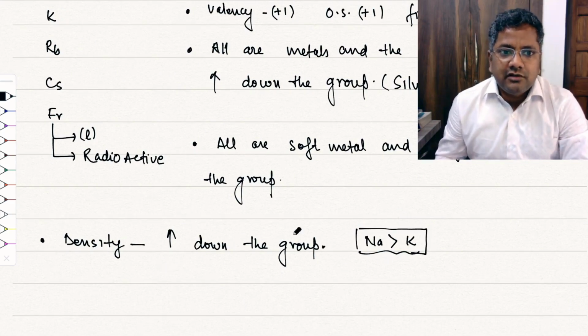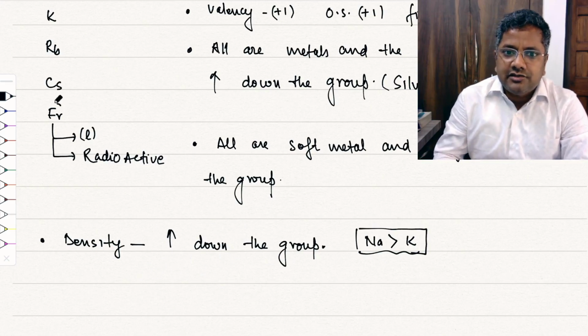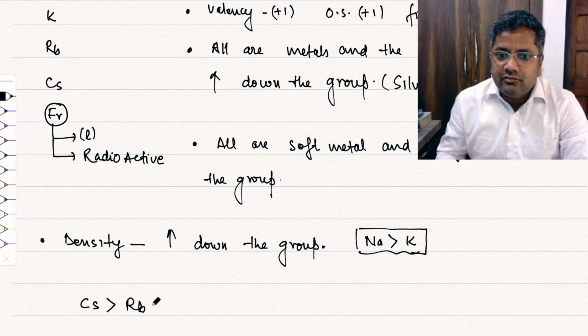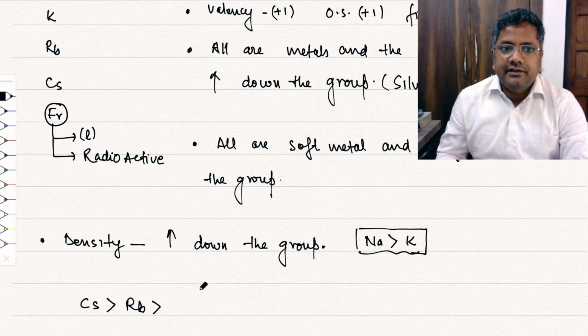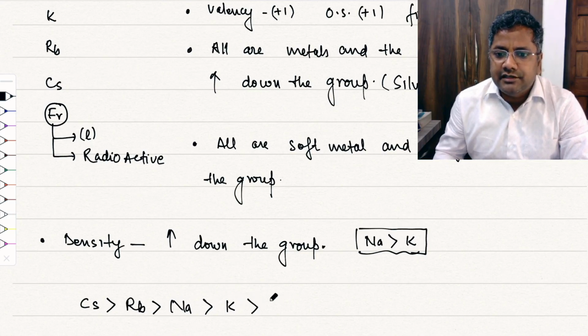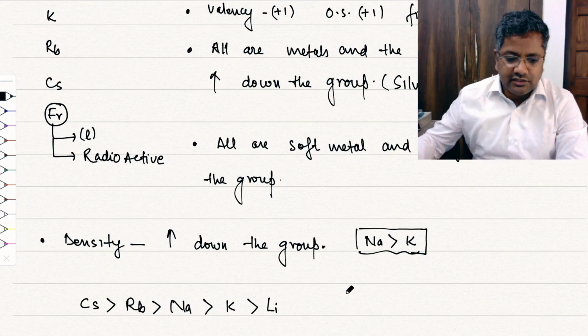This is important, all of you should note down this. And if you want the complete order of density, I am not considering francium here. So cesium has the highest density. After that we'll have rubidium, and then sodium, then potassium, and least density is lithium. Lithium has the least density. So this is the order of density.